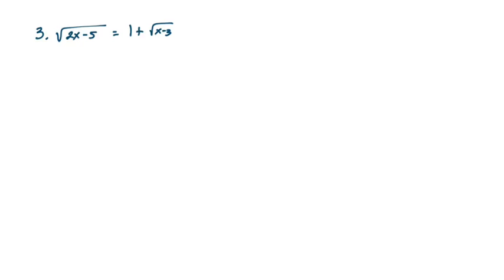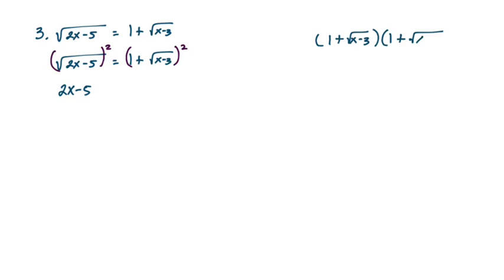So we have the square root of 2x minus 5 is equal to 1 plus the square root of x minus 3. So notice this time the radicals are on opposite sides, so let's go ahead and square both sides. On the left, we're going to get 2x minus 5. And again, we have the same problem on the right. We're going to have to square this binomial, or multiply two of these guys.